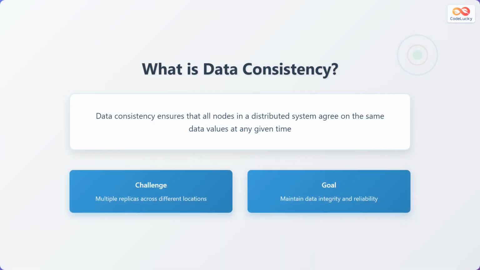Let's define data consistency. Data consistency ensures that all nodes in a distributed system agree on the same data values at any given time. This is a challenge because of multiple replicas across different locations. The goal is to maintain data integrity and reliability.